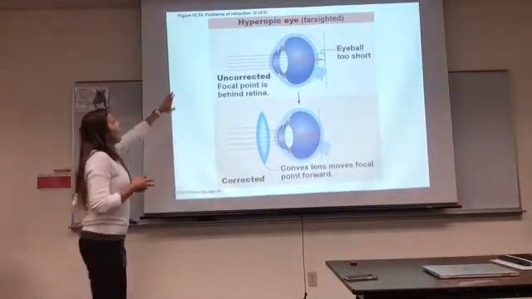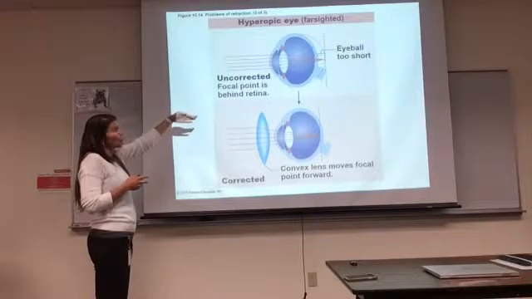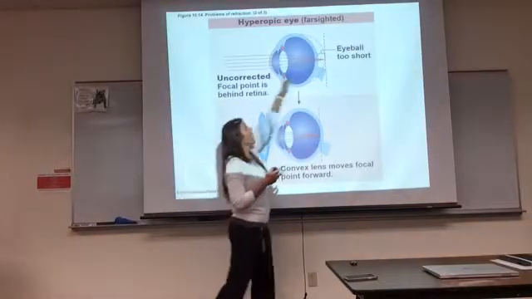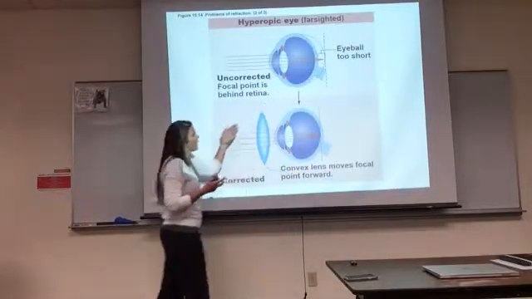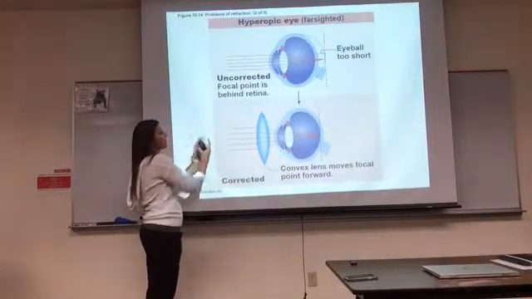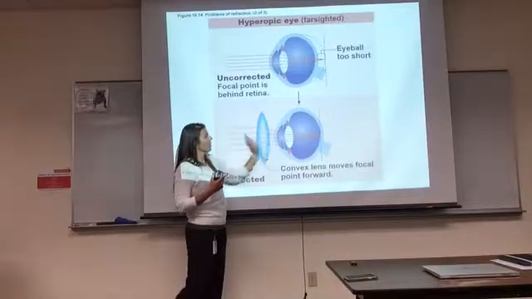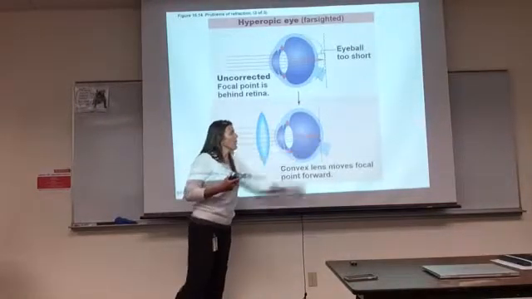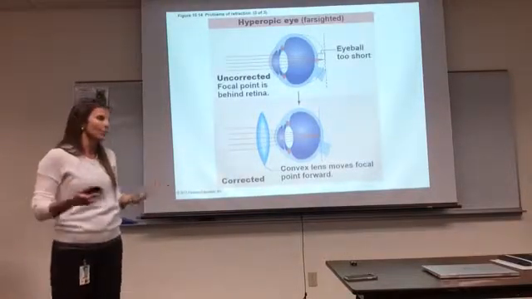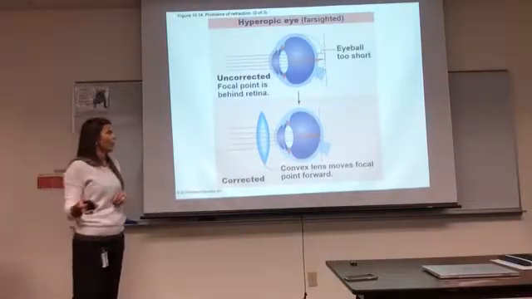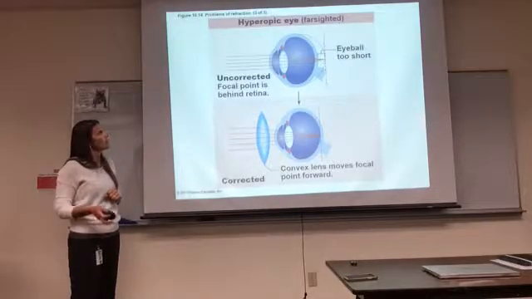Hyperopic is where your eyeball is too short, so your focal point is actually behind your eye. So here, you see blurry. And we give you a biconvex lens, and it sits right there, and it makes that focal point show back up on your short eyeball. But when you take that contact lens out, then, of course, you can't see. Your focal point goes back to being the way that it is.